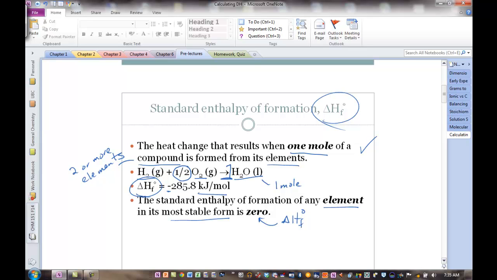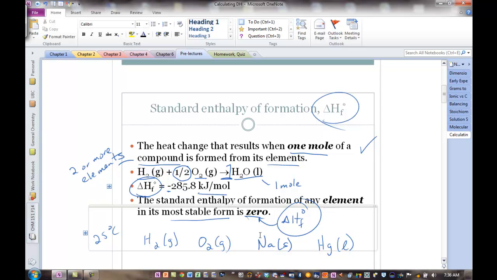Any element. For example, hydrogen gas, that's its most stable form, diatomic gas. Again, we're looking at 25 degrees Celsius. Same thing, oxygen gas. Something like sodium metal, that would be its most stable form, sodium as a solid. Mercury, another metal, really the only one that's a liquid at room temperature. Its most stable form at room temperature is a liquid. So an element in its most stable form has a delta H of formation value of 0.